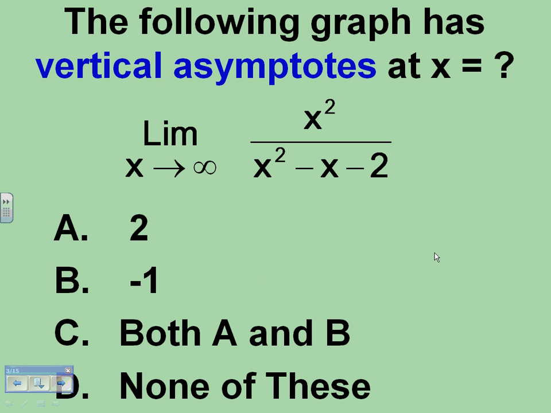Vertical asymptotes. See if you remember about vertical asymptotes. This should actually probably say f of x. There we go. F of x equals. All right. So go ahead and give that a shot for a few minutes and see if you can figure it out.